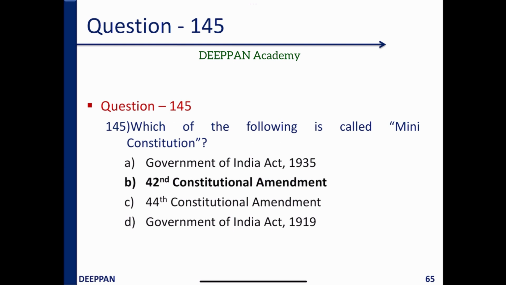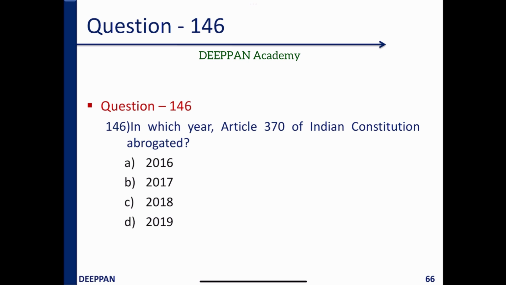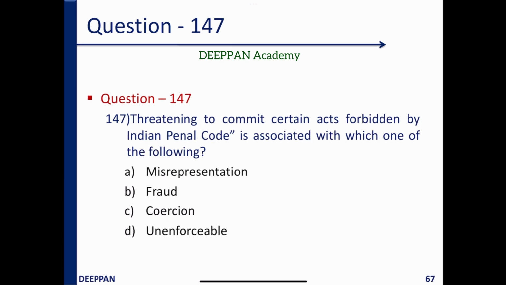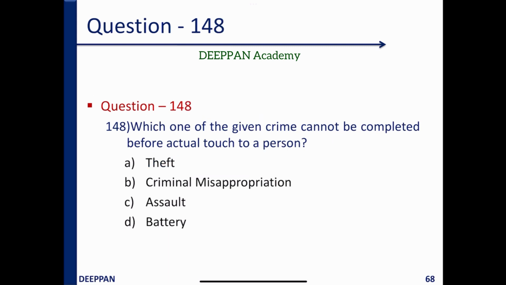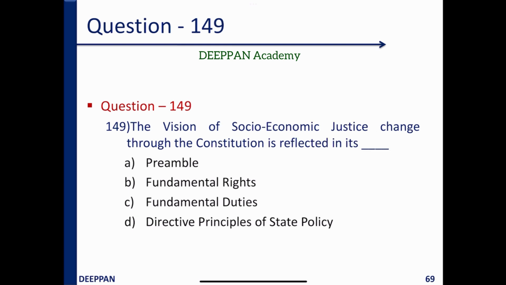Which of the following is called mini constitution? 42nd Constitutional Amendment. In which year Article 370 of Indian Constitution abrogated? 2019. Threatening to commit certain acts forbidden by Indian Penal Code is associated with which one of the following? Coercion. Which one of the given crime cannot be completed before actual touch to a person? Battery.